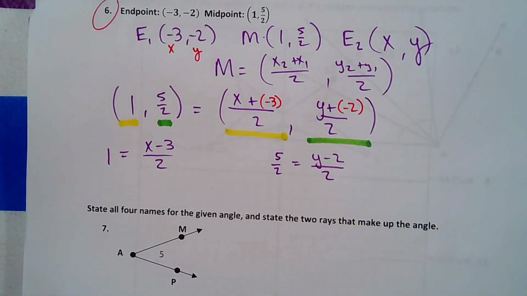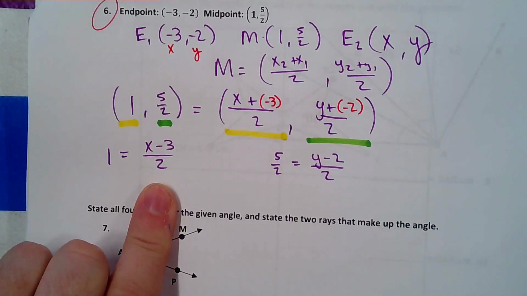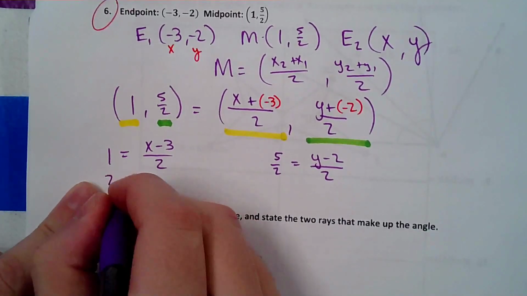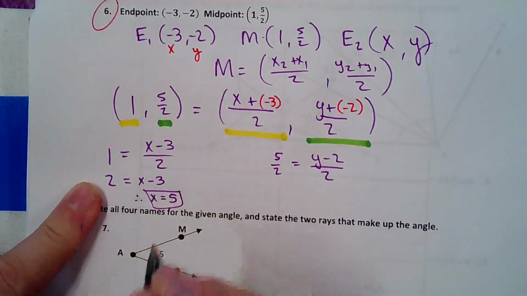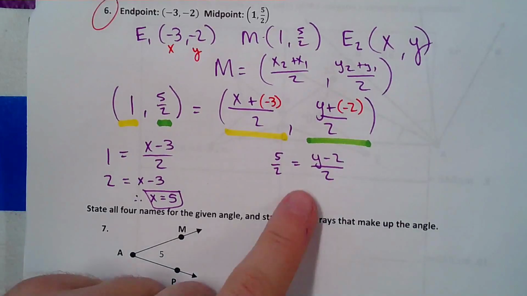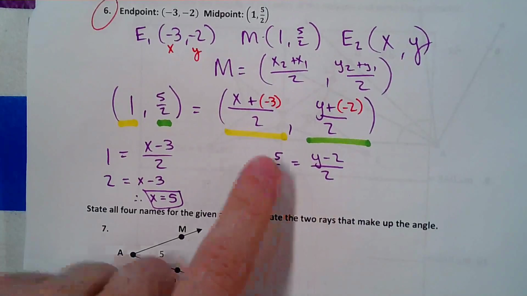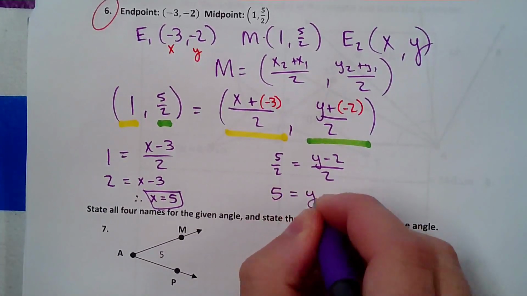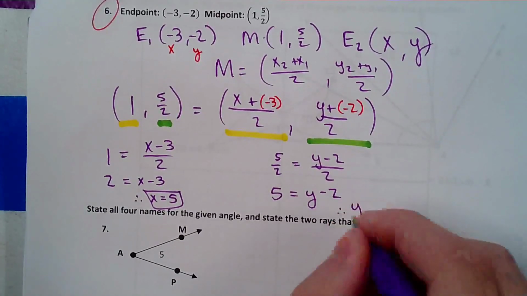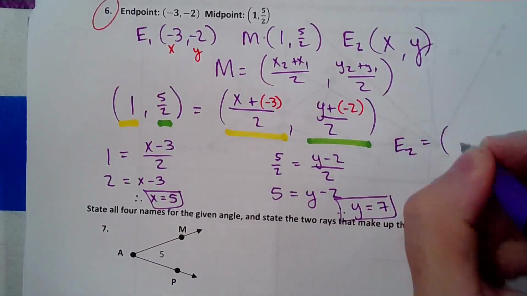And now you solve. The first thing we do is find the division and get rid of it. So let's move over that 2. How are we going to get rid of that 2? How do we undo division? Multiplication. So we multiply. We get 2 equals x minus 3. Therefore, x must equal 5. Now over here, got to get rid of that division, so we times by 2 to both sides. What's 5 divided by 2 times 2? 5. Then we add 2, and we get y, therefore y equals 7. So our missing endpoint is 5, 7.